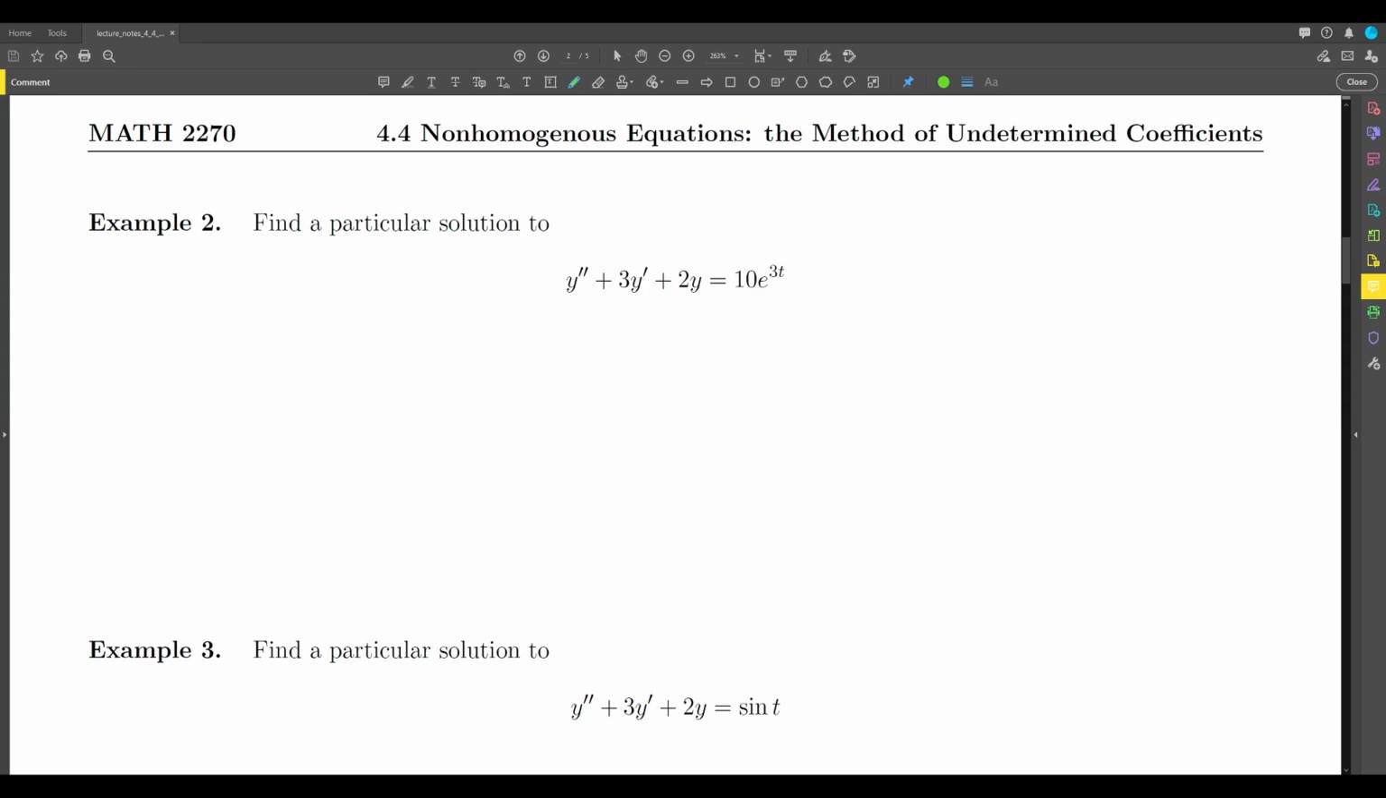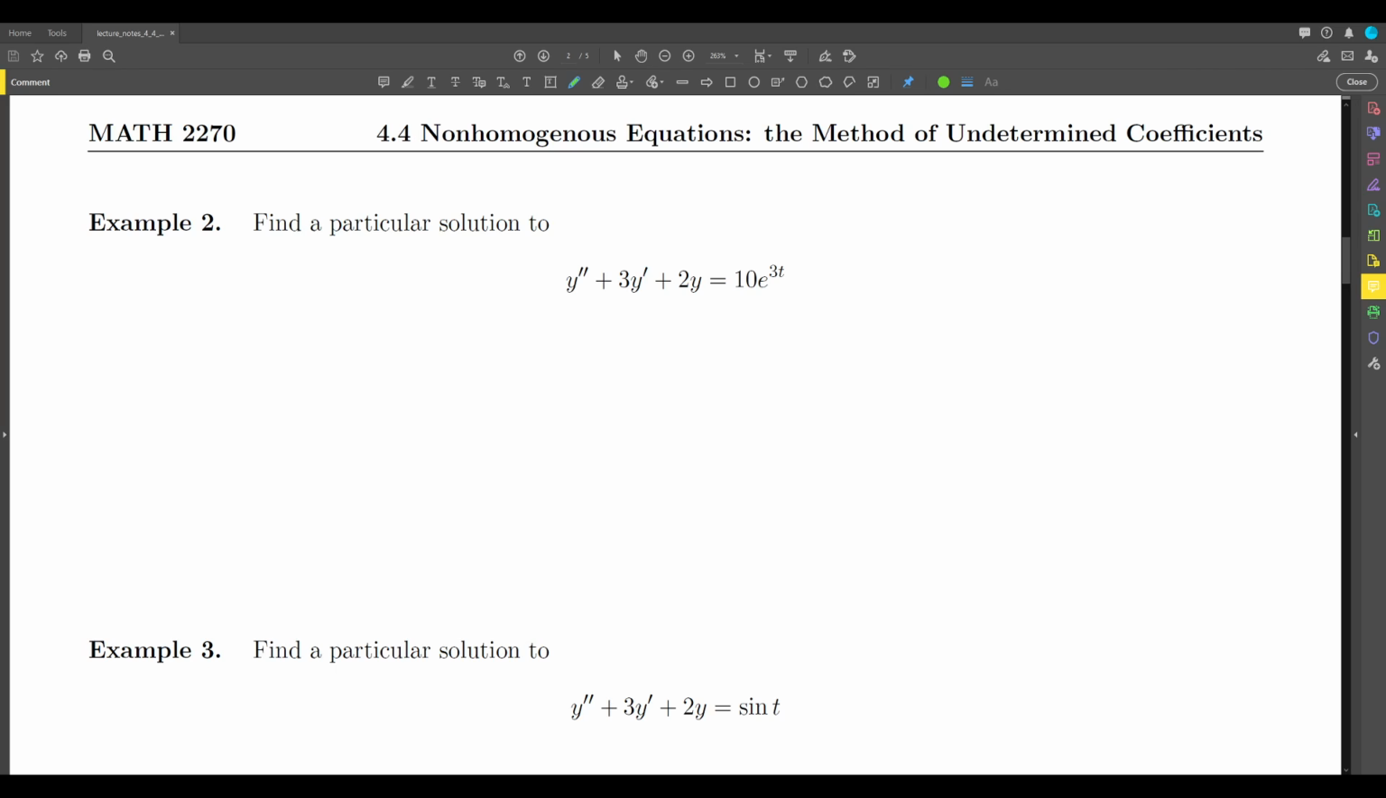So what do we do if the right-hand side does not look like a power of t? Well, we'll look at two examples where we try to find an educated guess just like we did in example 1. So in example 2, we're going to try to find a particular solution to y double prime plus 3y prime plus 2y equals 10e to the power 3t.